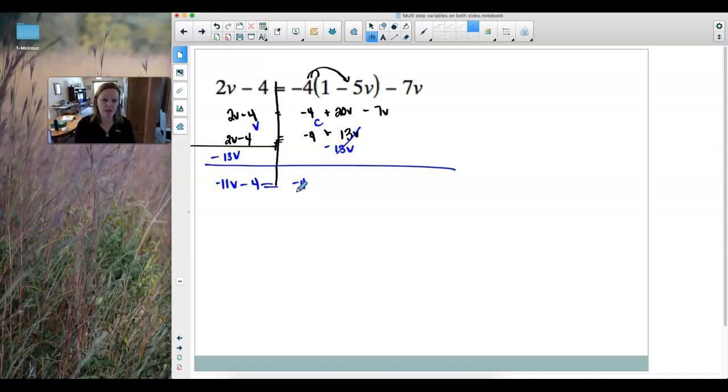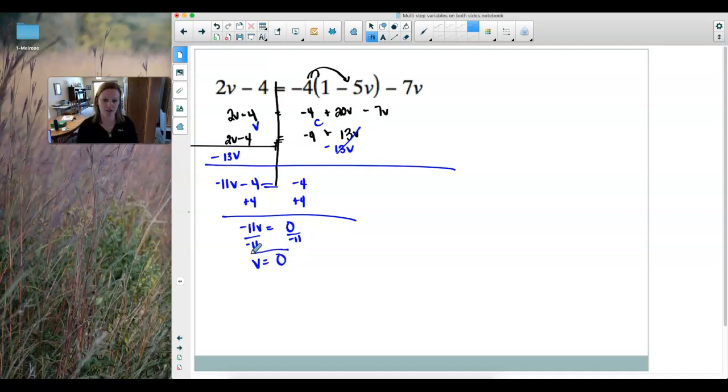Okay, now we are at that two-step equation, so I want to get rid of the minus 4 by adding 4 to each side. And we have negative 11v equals 0. Negative 4 plus 4 is 0. And then divide by negative 11. So v equals 0.